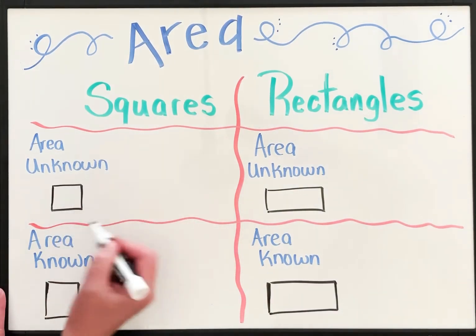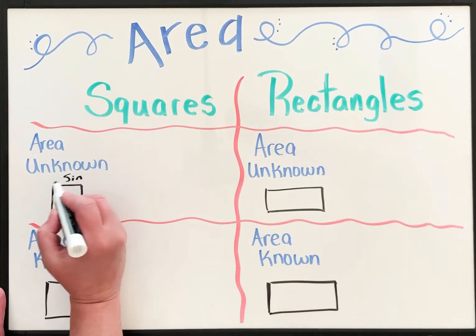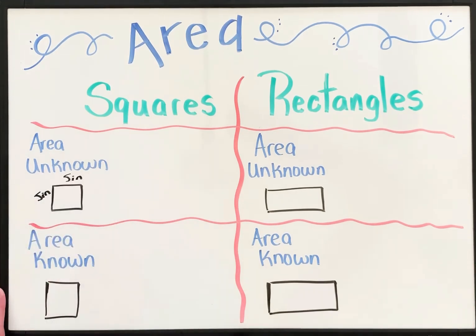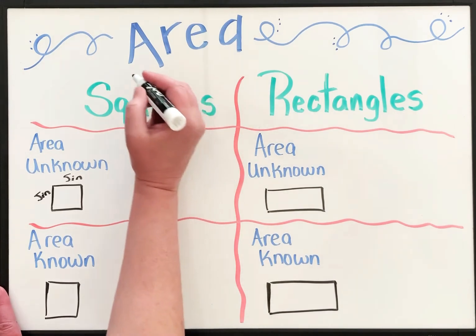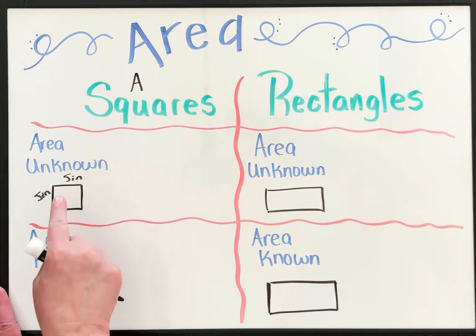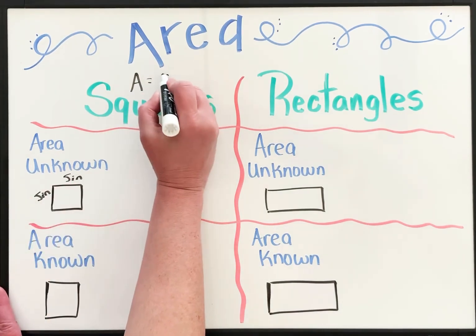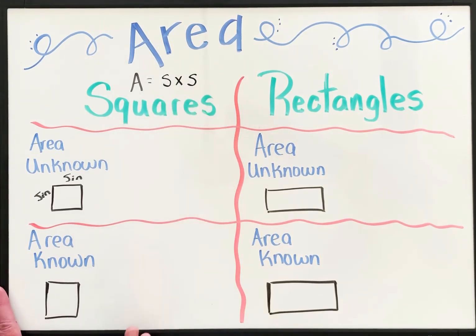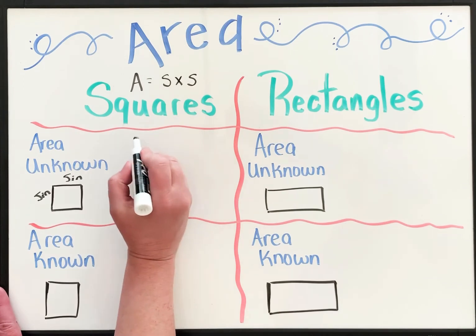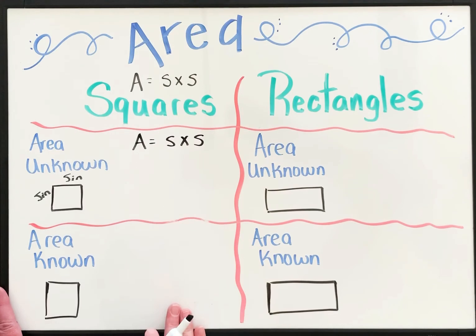Let's say that I give you a square and I label its sides 5 inches. Now, first of all, let me figure out what my formula for area of a square is. Since squares have sides that are equal in length, to get the area I have to multiply one side times the other side. So let's solve this. I am not going to solve this without writing my formula first. Area equals side times side.